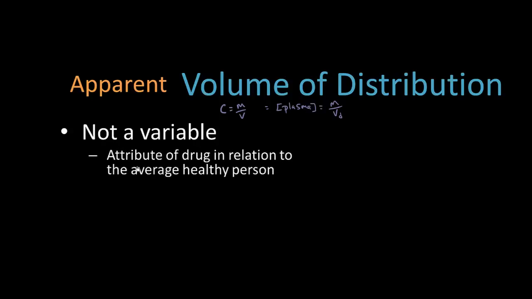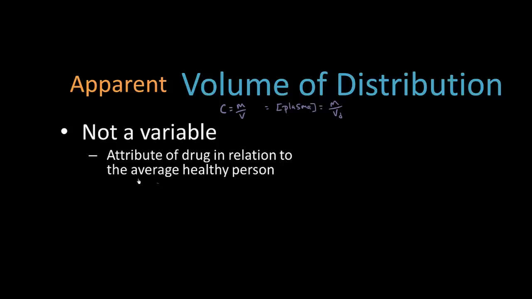So it's an attribute of the drug in relation to the average healthy person. What does attribute mean? Well, if you think of a person, what are attributes of a person? He's nice, he's friendly, he's tall, he's short, he's fat, he's skinny. Those are attributes. Just like that, we have attributes for drugs. It has a low bioavailability, high bioavailability. It's lipophilic, it's hydrophilic. It has a high volume of distribution, a low volume of distribution, whatever.